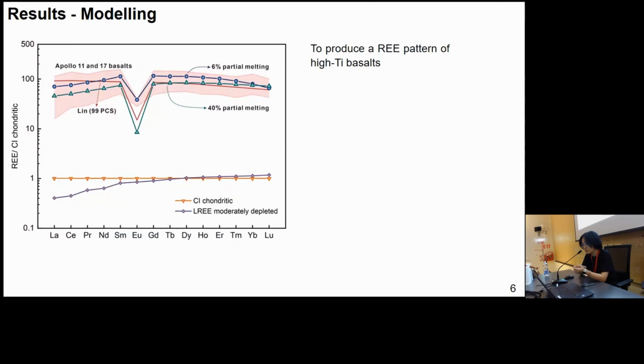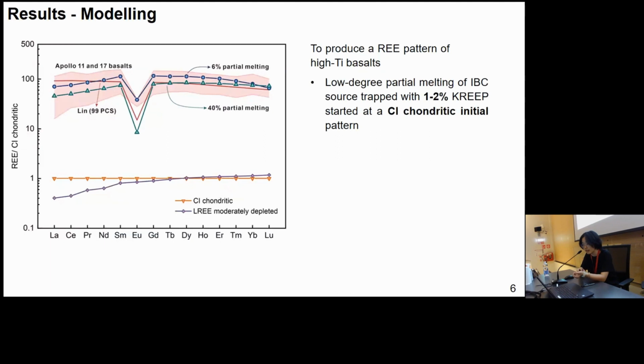So we found that to produce a rare earth element pattern of high-titanium basalts, we have two ways to do that. The first way is like the blue line. We can perform a low degree partial melting of the titanium-rich source, and we trap with 1 to 2% KREEP. KREEP means the rare earth element enriched component. We started with a chondritic initial pattern like the orange line shows, and actually we found that it needs just 6% of partial melting, and it's not very consistent with our previous major element experiments.